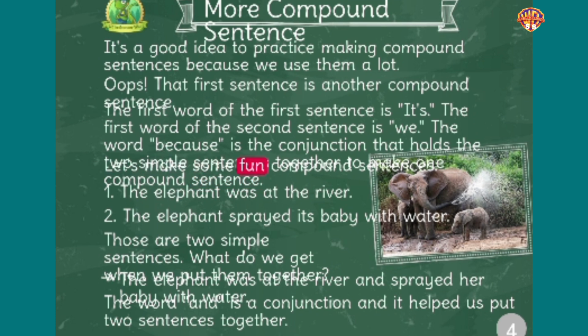Let's make some fun compound sentences. 1. The elephant was at the river. 2. The elephant sprayed its baby with water. Those are two simple sentences. What do we get when we put them together? The elephant was at the river and sprayed her baby with water. The word and is a conjunction, and it helped us put two sentences together.